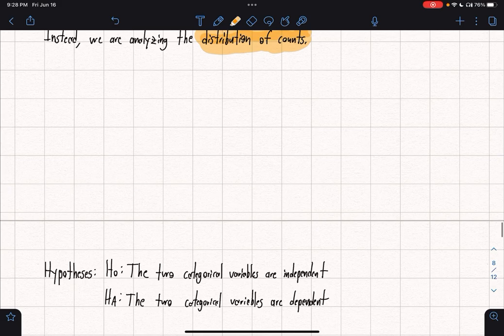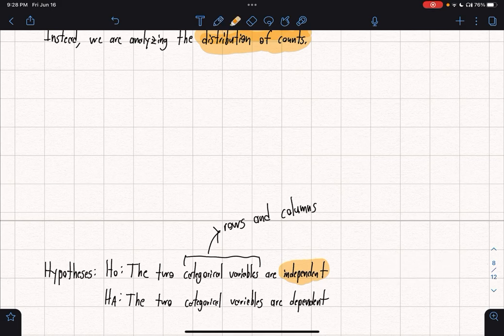So let's look at our hypotheses. We're now just going to change our wording here, which for the null is that the 2 categorical variables are independent. The key word is independent. The rows and the columns are independent of one another. So maybe I should write that: categorical variables, this means rows and columns.